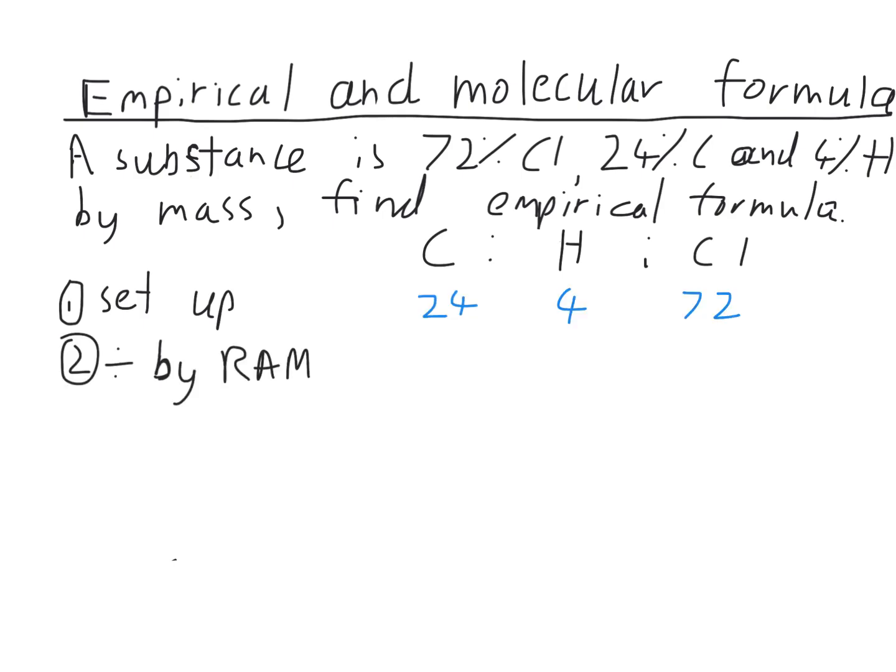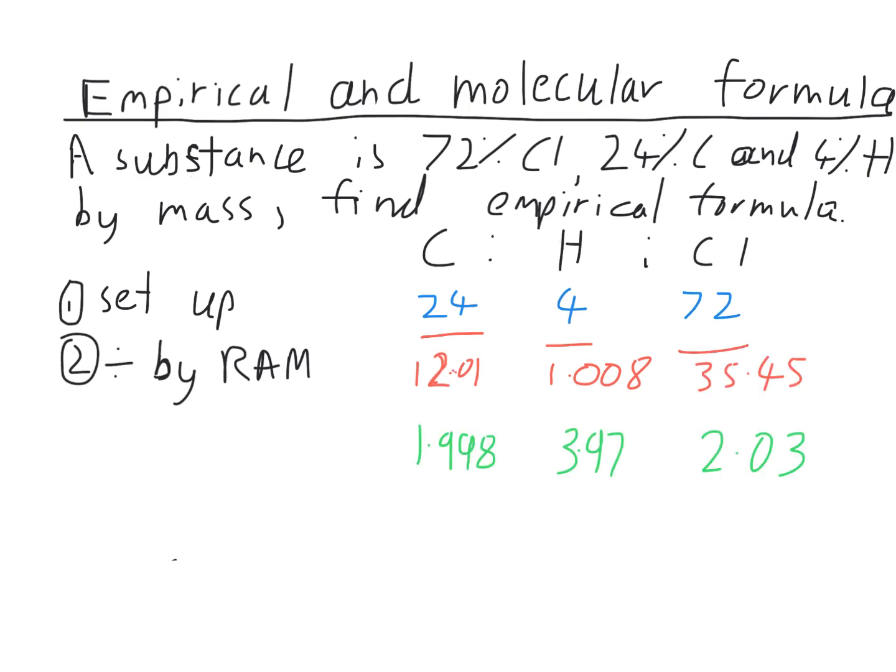Next thing you want to do is divide each of those masses by their relative atomic mass. In this case, carbon you divide by 12.01, hydrogen divided by 1.008, and then chlorine is divided by 35.45. When you do this, you should get answers of 1.998 for carbon, 3.97 for hydrogen, and 2.03 for chlorine.